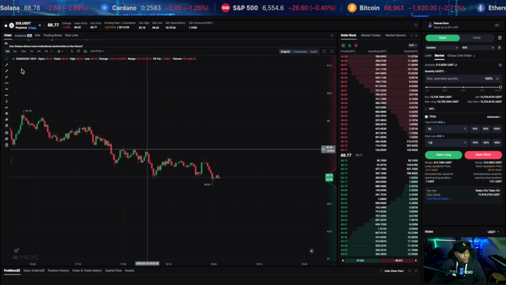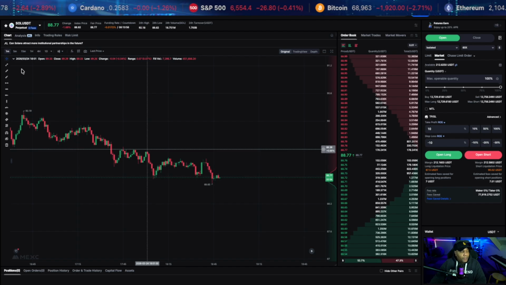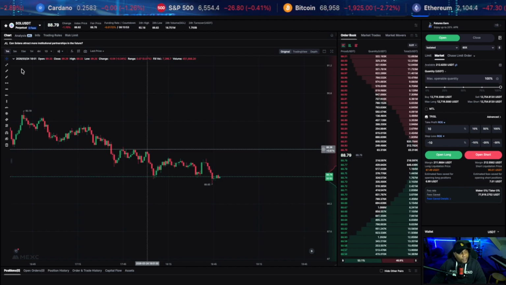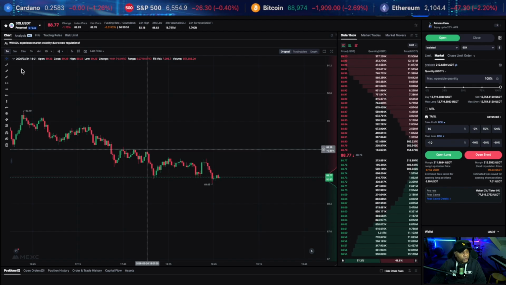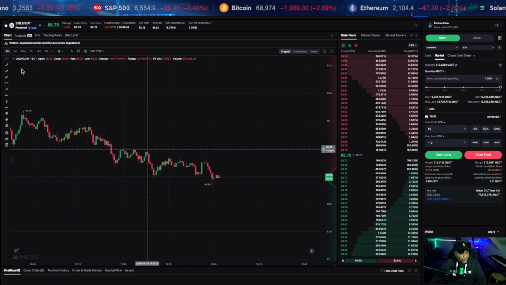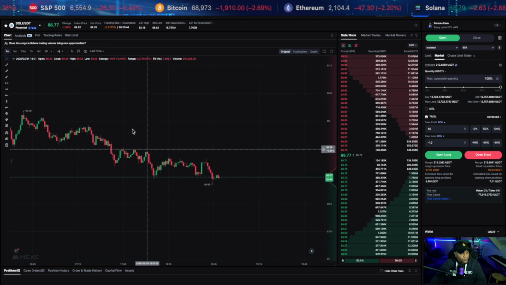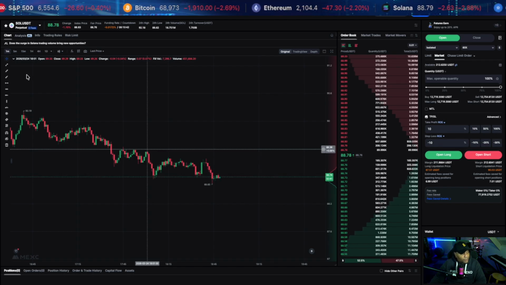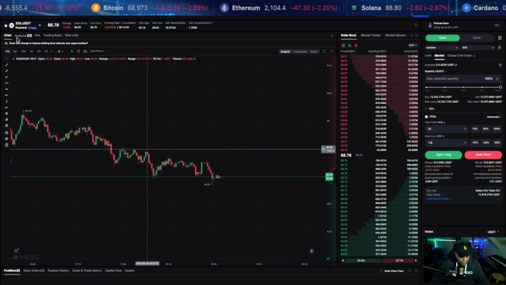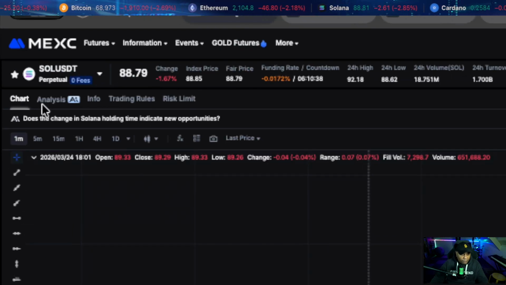MEXC is a Europe-based crypto exchange. If you reside somewhere else, you can just Google which crypto exchange is the best for you, since most of them have almost the same user interface. And if not, most of the time you can move the panels around. So let's start on top here.